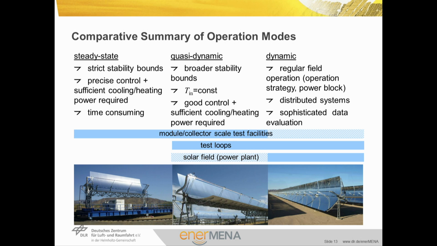The requirements and characteristics of the individual operation modes determine their suitability for different-sized test installations. For ease of data evaluation, module and collector-scale test facilities are typically operated in steady-state or quasi-dynamic mode. With increasing system size, test operation shifts towards quasi-dynamic and dynamic modes for test loops, and dynamic mode for entire solar fields. For each case, testing at lower levels of dynamics might be possible at distinct short periods of time, but cannot be generally assumed.